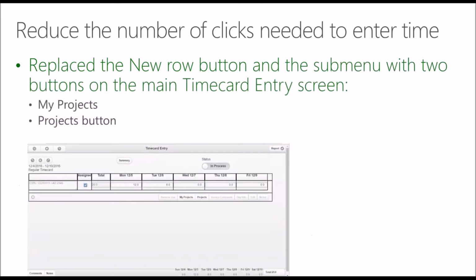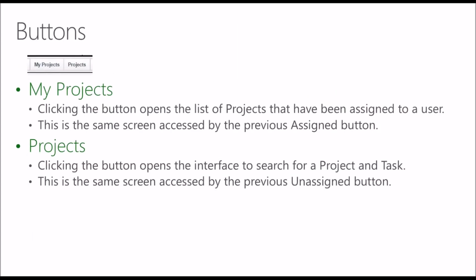Well, now there are 2 buttons, and those buttons are both located on the main time card entry screen. There is a My Projects button and a Projects button. The My Projects button will take you to a list of those assigned projects. So it's the same idea as the Assign button. But again, it's the projects that have been assigned to me, so I know exactly which ones I'm choosing. The other button, instead of having to use the unassigned button, we're going to let you look at all the projects that are out there. So that Projects button will take you to the same area as the old unassigned projects button. So again, we've removed a click, we've gotten you to the information quicker, and we relabeled them to make a little more sense to you.